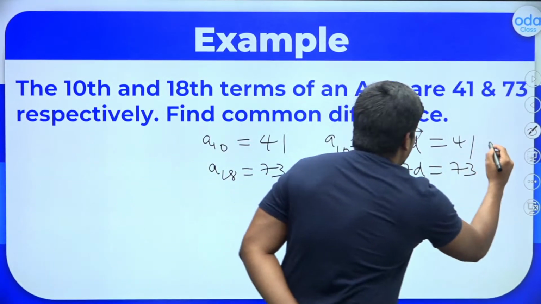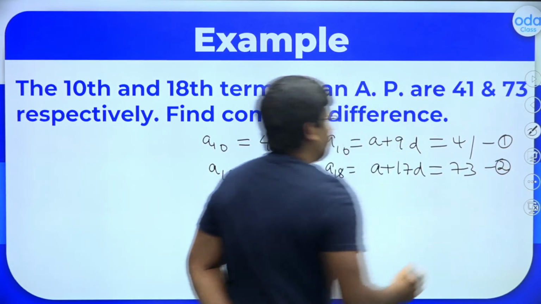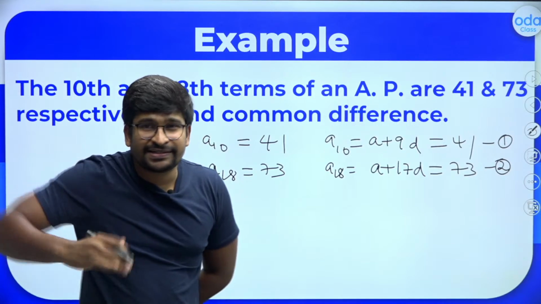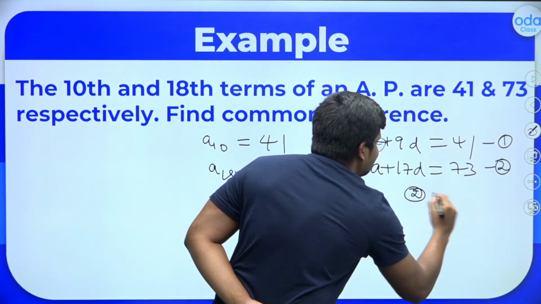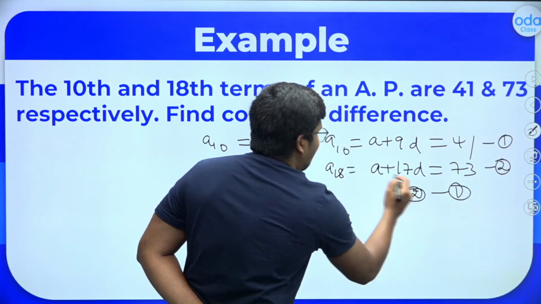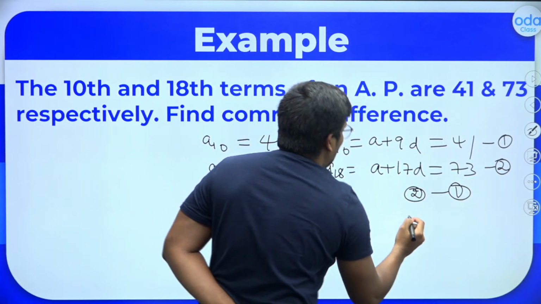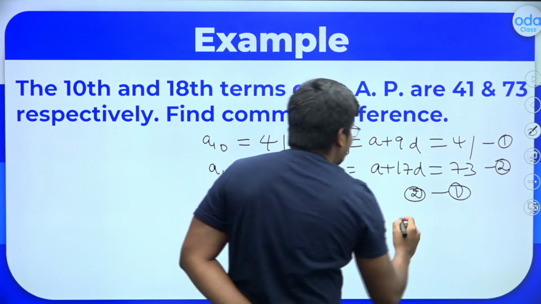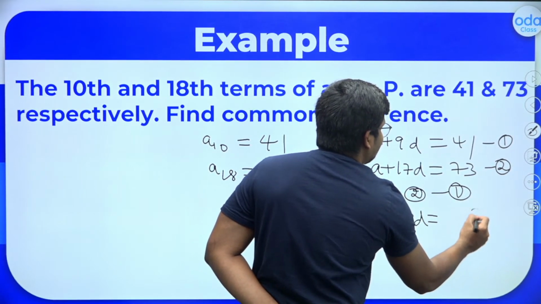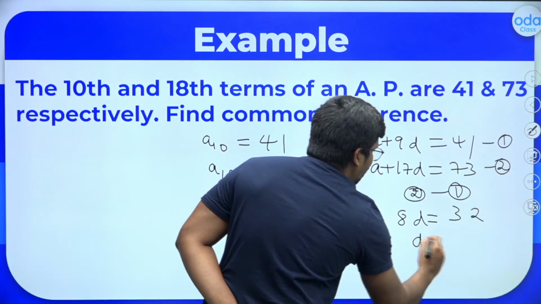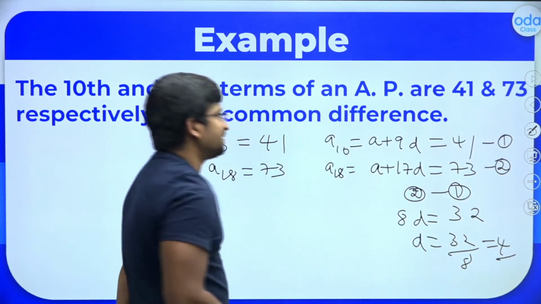So let's call this equation 1 and this equation 2. And you know that with two equations and two variables, you can do equation 2 minus equation 1. So when you subtract, what happens? A and A cancel off. 17D minus 9D is 8D. The right hand side will be 73 minus 41, which is 32, right? So the common difference will be 32 divided by 8, which is 4. So this should be the answer. Is it clear to all of you?